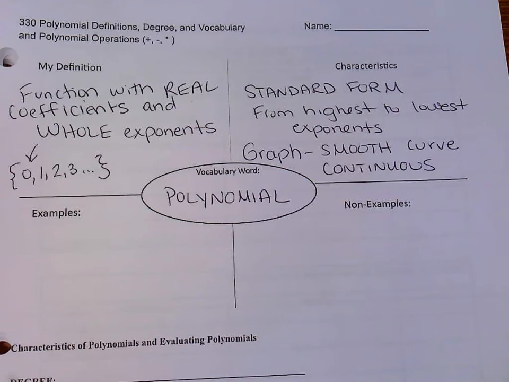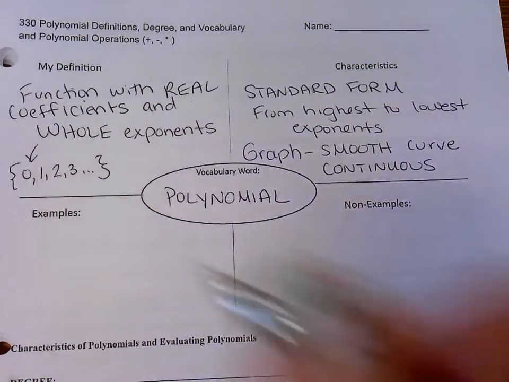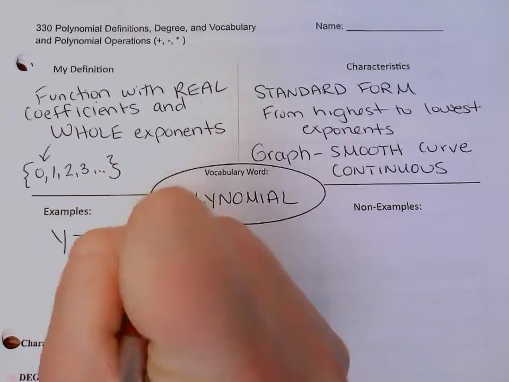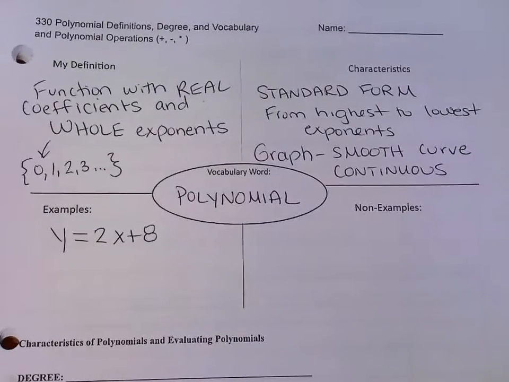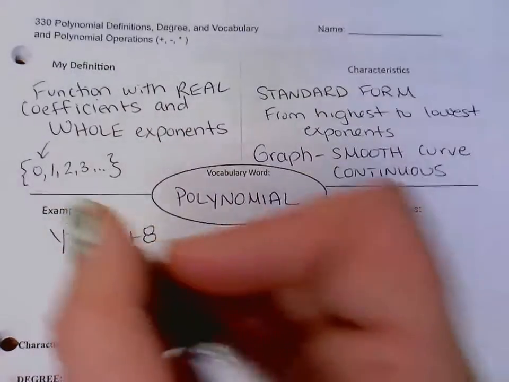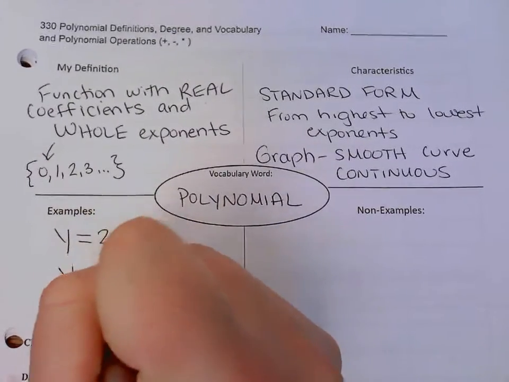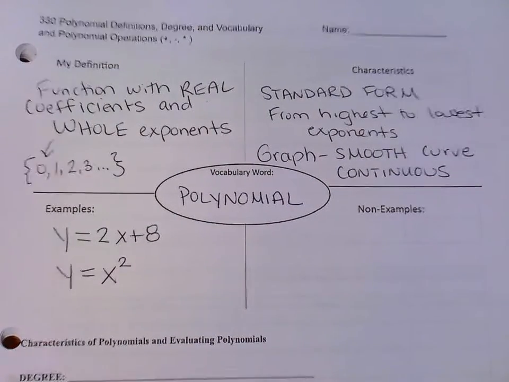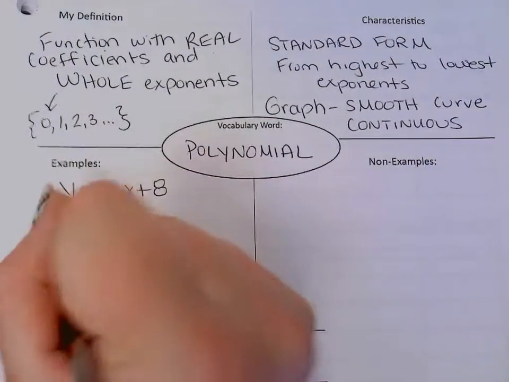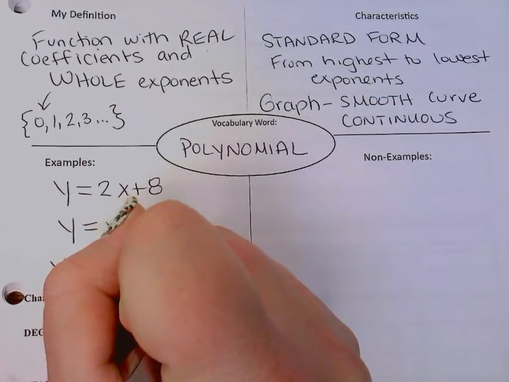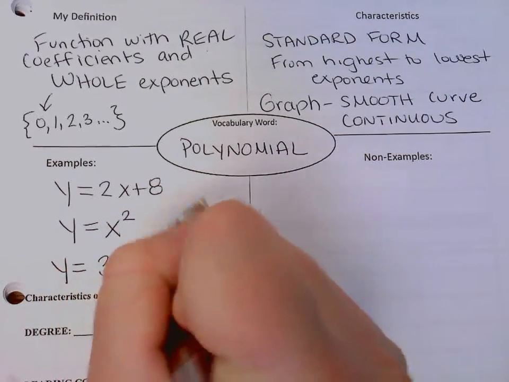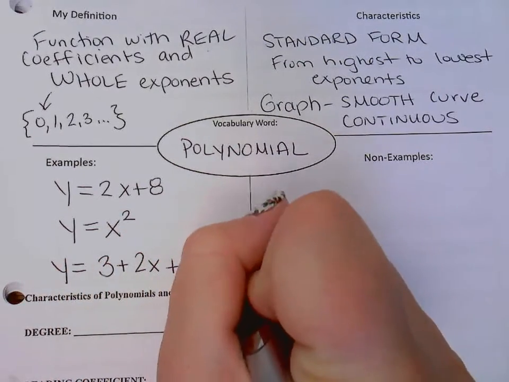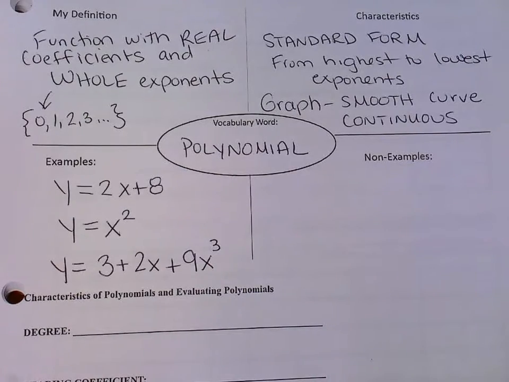That might be confusing, but some examples. Let's put linear function first, just so you know that linear functions are considered polynomials. So y equals 2x plus 8, that is a polynomial. So is y equals x squared. I might only have one term, but that's still considered a polynomial function. And how about something that's not in standard form? How about 3 plus 2x plus 9x cubed? That's a polynomial. It's just not written in standard form.